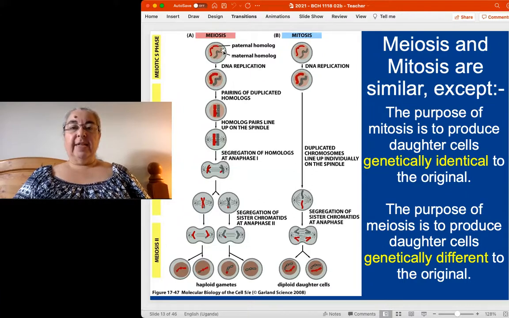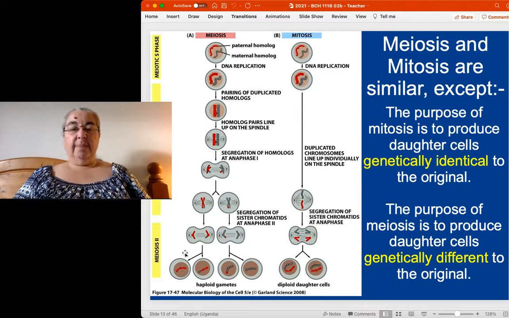Meiosis, on the other hand, has the purpose of producing daughter cells which are genetically different to the original. Genetically different in that it's only got one copy of the chromosome rather than 2, and genetically different in that the gene shuffling of crossing over has taken place.